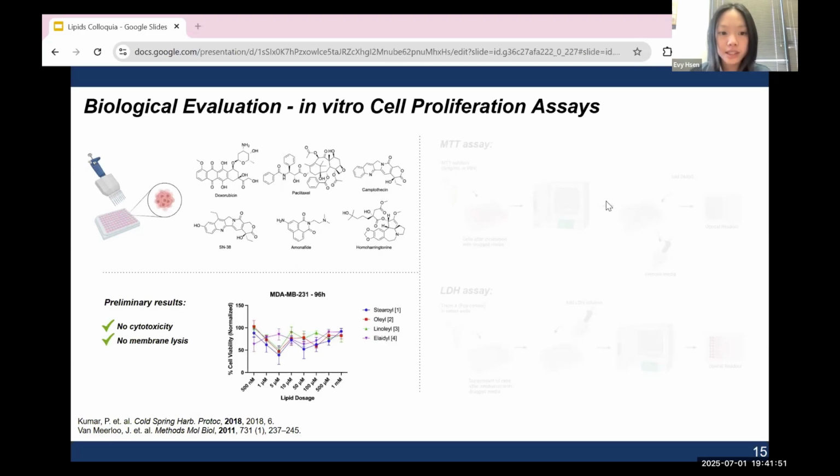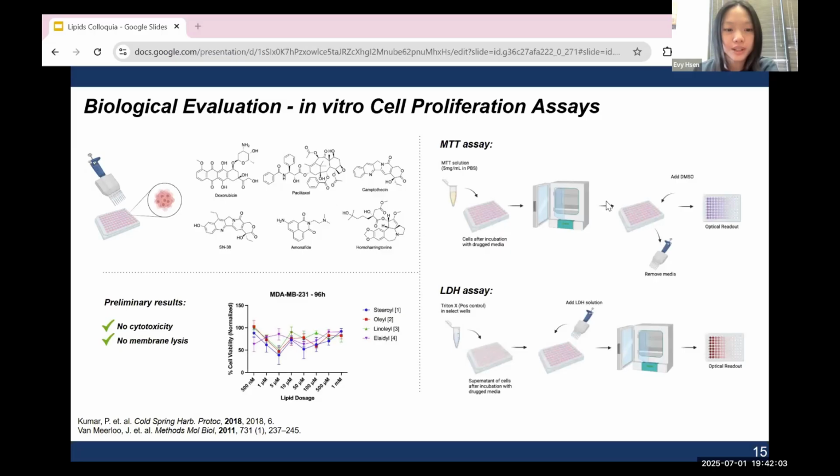Through a preliminary MTT and LDH assay, it is shown that our lipids are non-toxic against the metastatic breast cancer cell line MDA-MB231, and they did not induce cell lysis, meaning that our lipids may have potential as structural components of larger drug delivery systems.